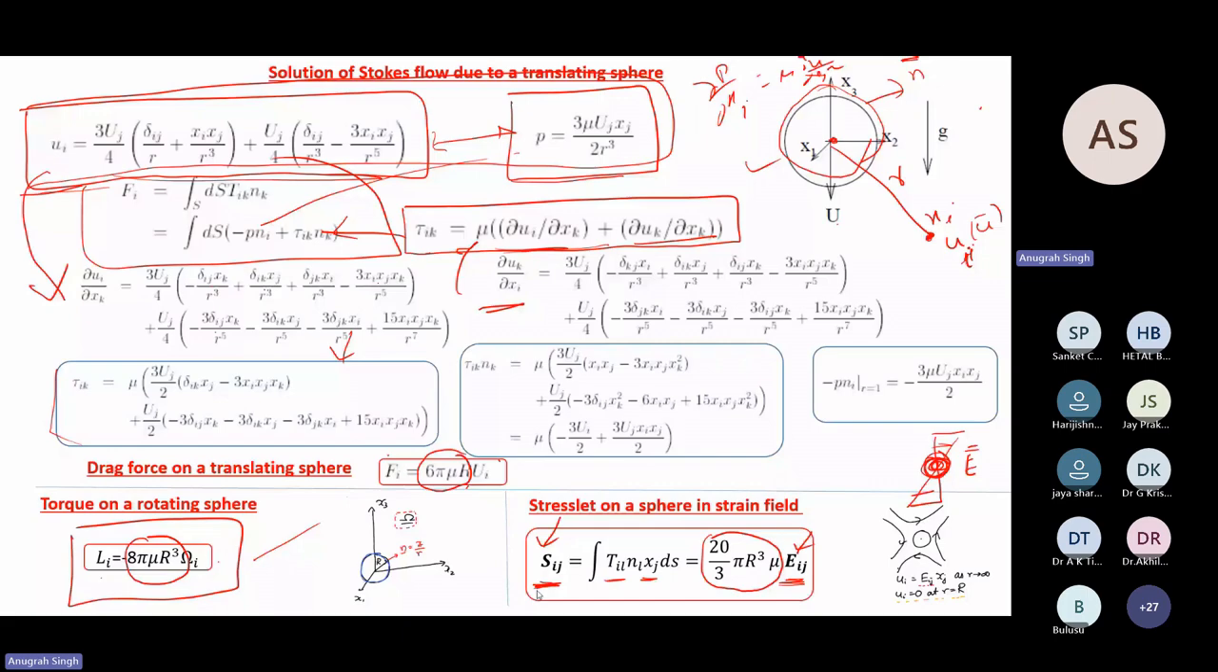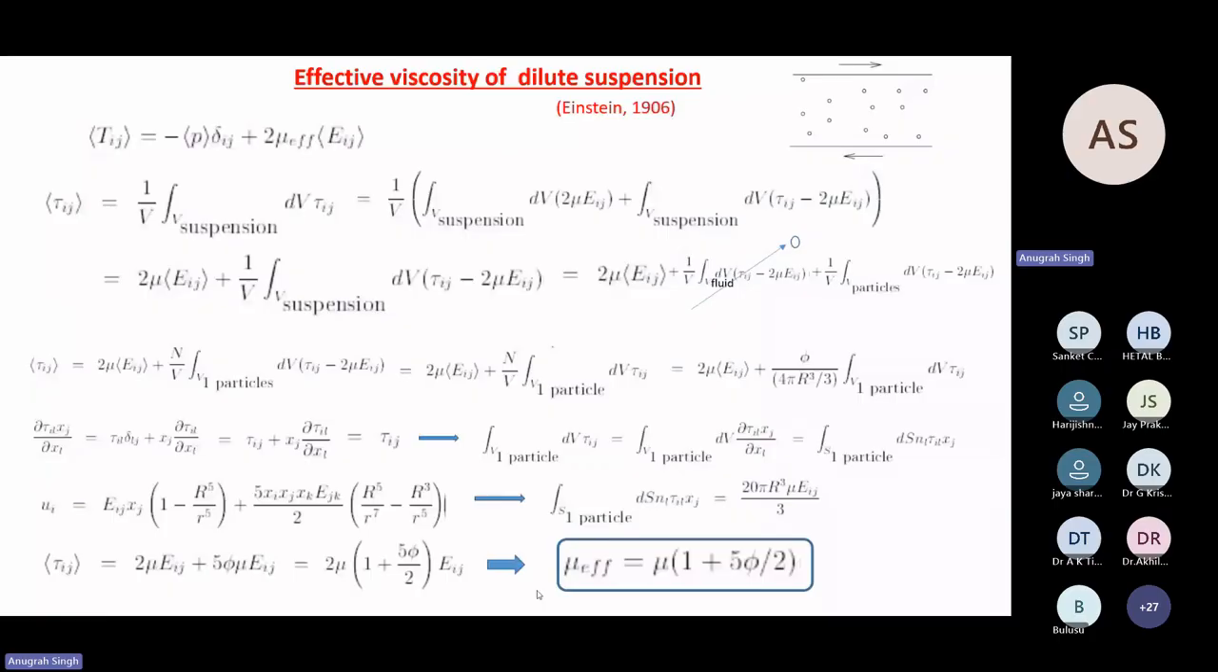Now, suppose we have to calculate the viscosity of a dilute suspension. This is the explanation of how Einstein arrived at this formula, where the viscosity of the dilute suspension is the viscosity of the fluid times 1 plus 5 phi by 2. It is basically averaging stresses. Einstein assumes very dilute, that means the particles move independently, as if neighboring particles have no influence on the particle velocity or particle stresses.